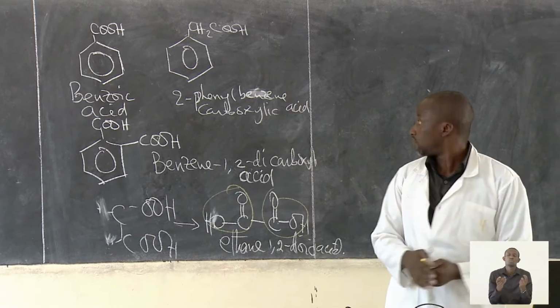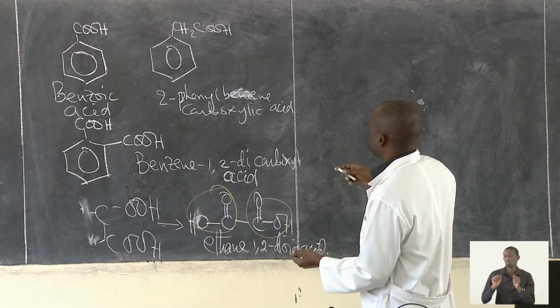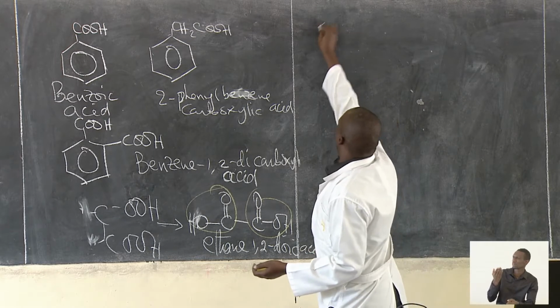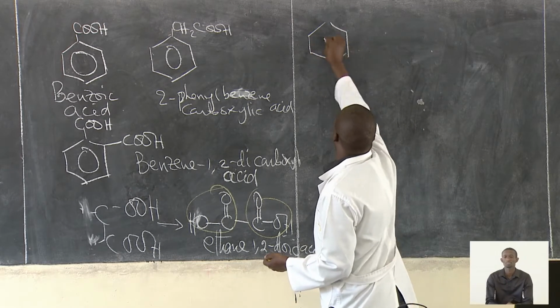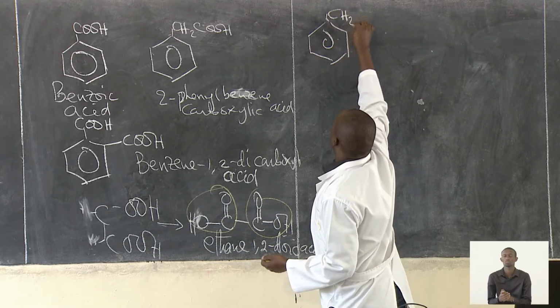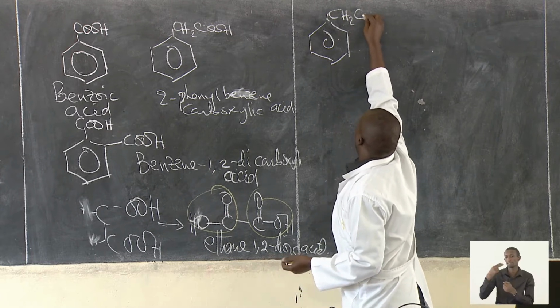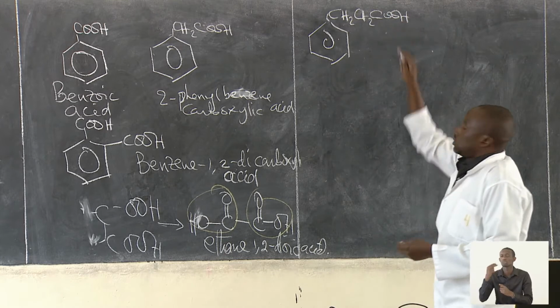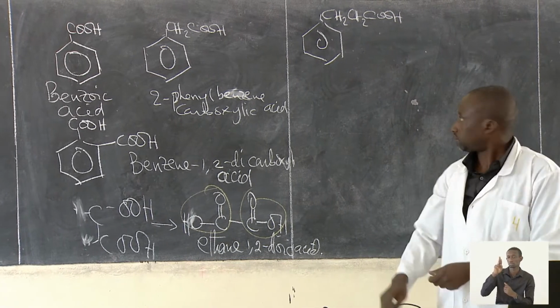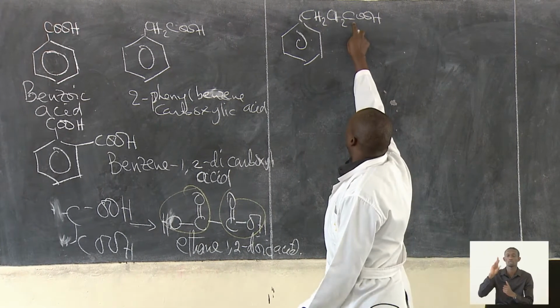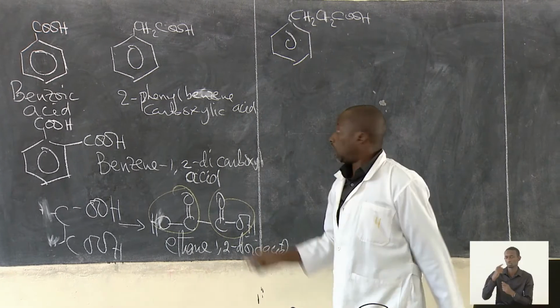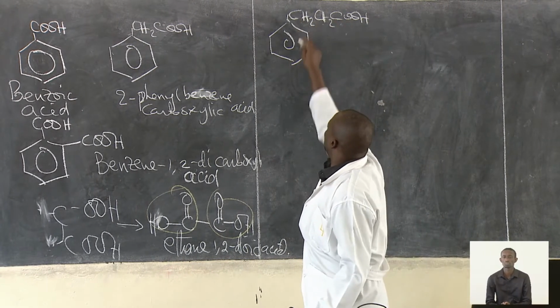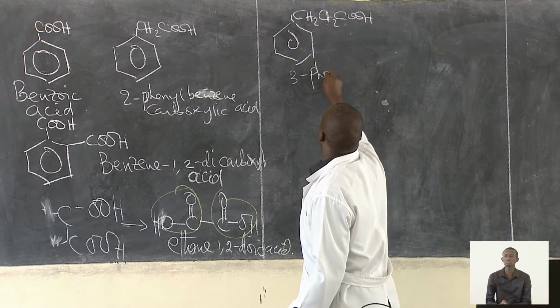We may have another one, for example, if you have CH2 COOH. So this is a propanoic acid. This is a propanoic acid. So this one would be 1, 2, 3. So this one would be 3-phenyl.